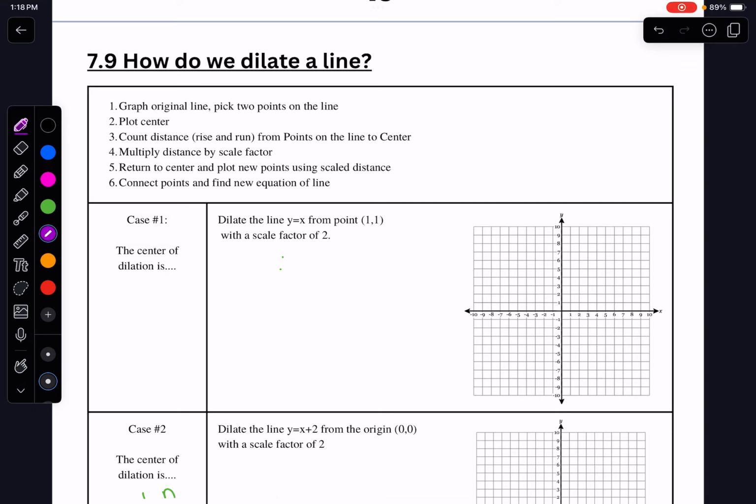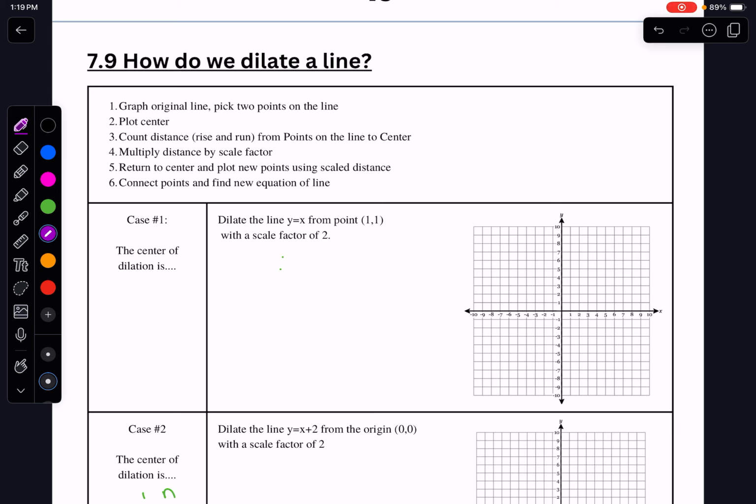So this lesson is going to be a little bit different. We're going to be going over how you dilate a line. So if you remember, a dilation is a transformation that creates a similar shape. But now we're actually going to be dilating a line. So it's not so much going to be about the size of the line, because a line goes on forever, but it's going to be more so about the distance of the line from a center.